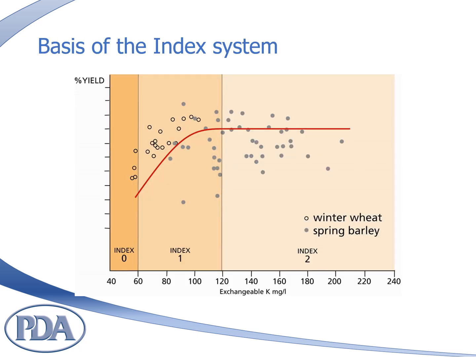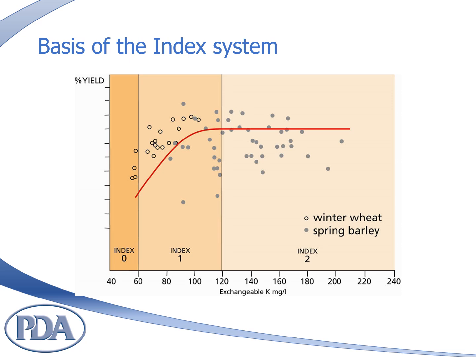Basis of the index system. The target indices shown previously are based on trial work carried out by Rothamsted Research on a number of different crops over a range of differing soil types. The graph shown here shows the yield levels for winter wheat and spring barley grown on soils with varying levels of exchangeable K and the corresponding soil index.